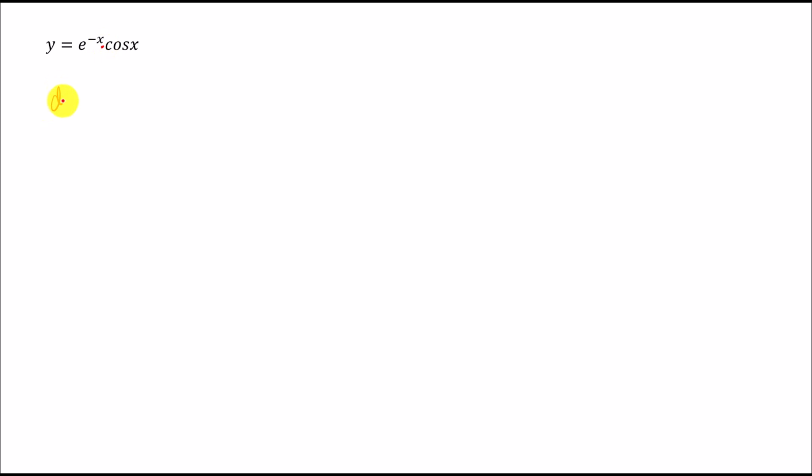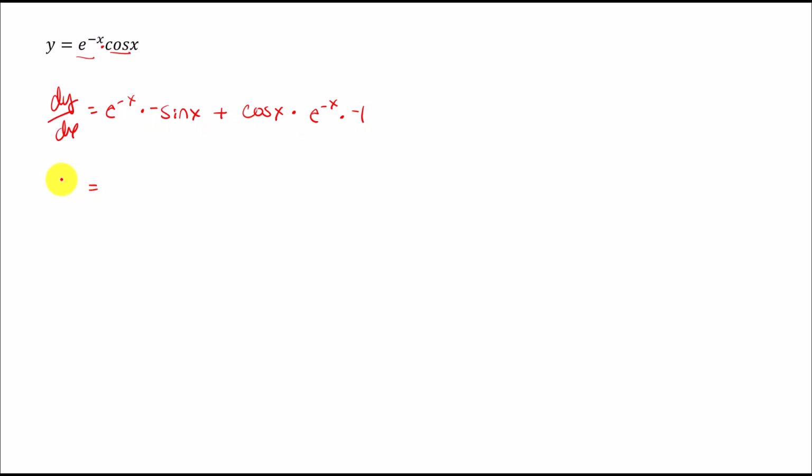Okay, so dy/dx equals first times the derivative of the second. The derivative of cosine is negative sine x, plus the second times the derivative of the first. And remember, the derivative of e to the negative x is e to the negative x times the derivative of the power, which is negative 1 in this case. That's it. That's my product rule.